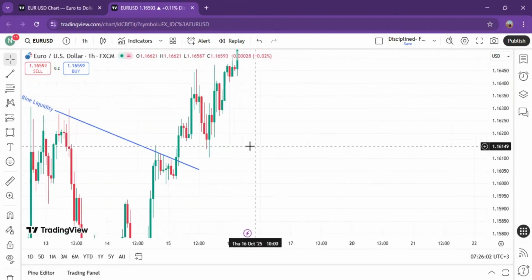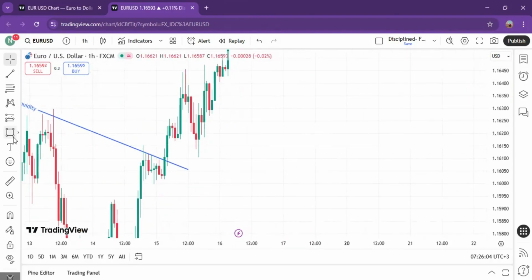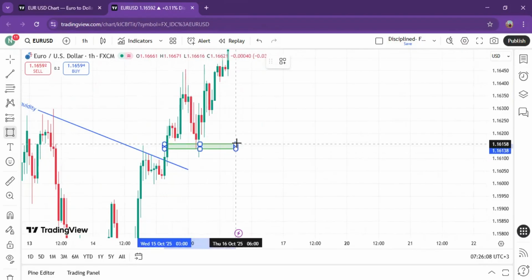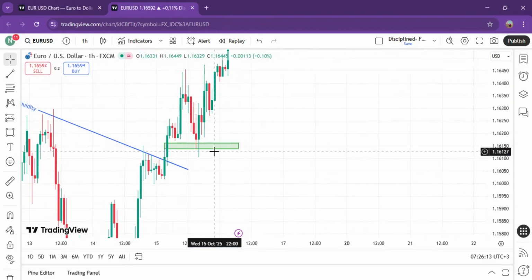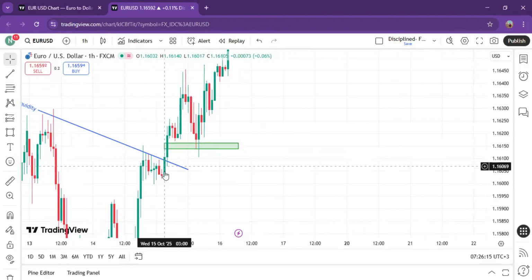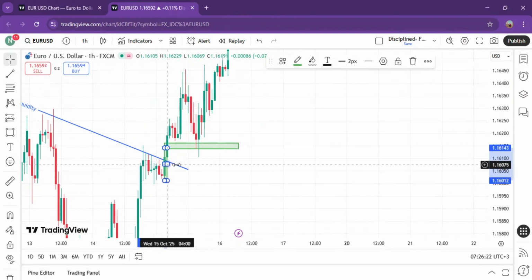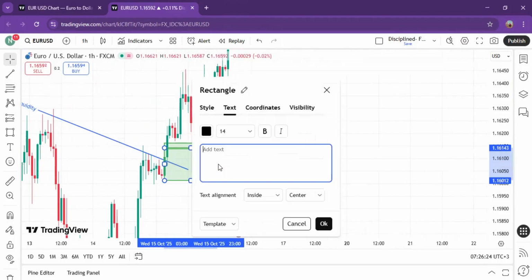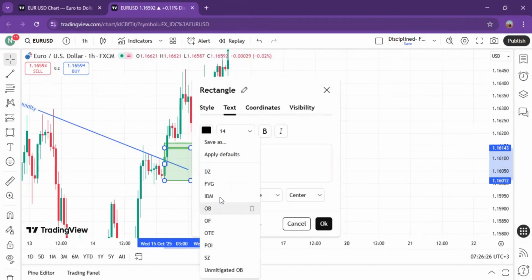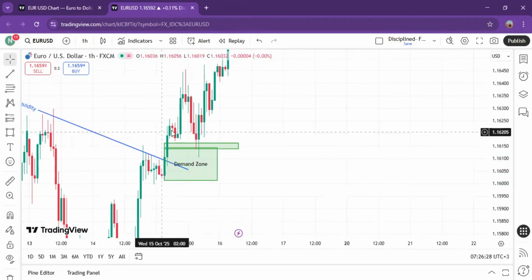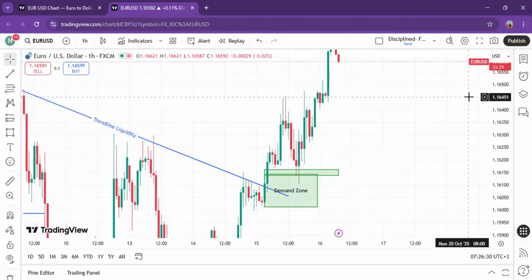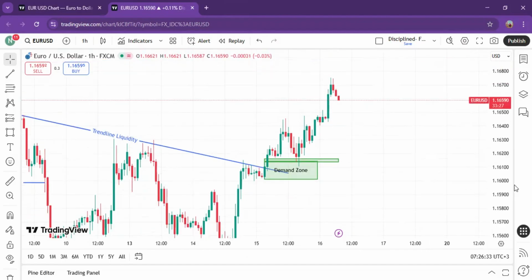If I may expand, you're going to see that you have this fair value gap above this point. And actually, this is the candlestick that gives you the buying pressure. So it's your area of demand. So this is your area of demand. So this is how the trend line liquidity works.